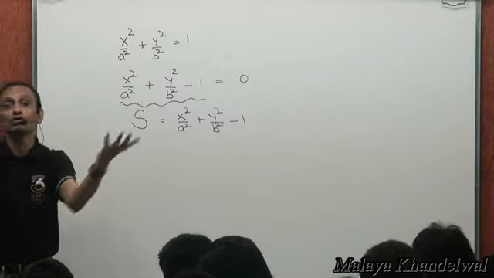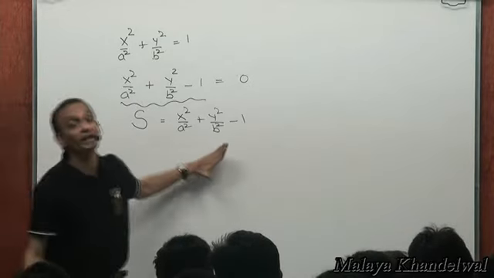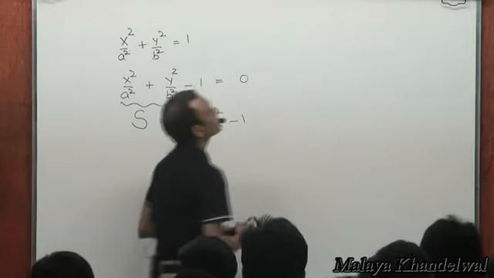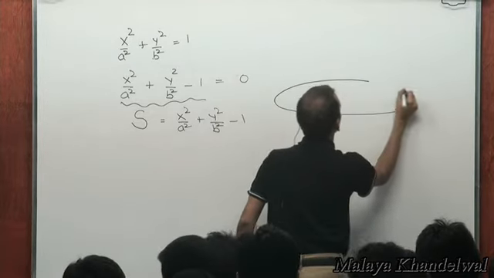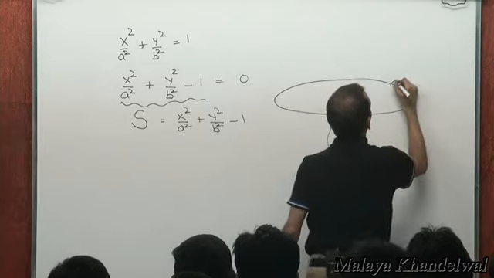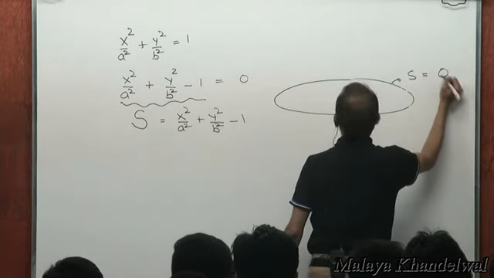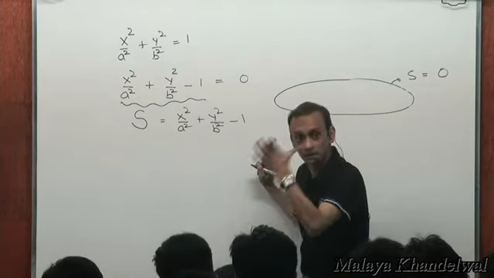S equal to 0 will represent an ellipse. But S is only this expression, right? So S equal to 0 will be an ellipse. S will just be this expression, right?